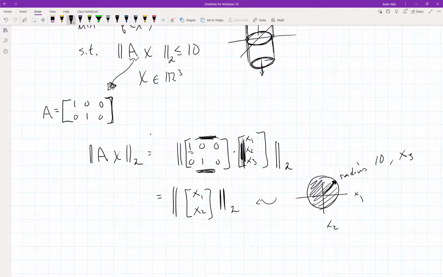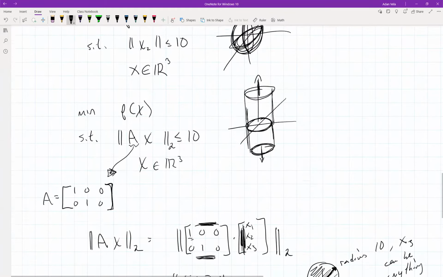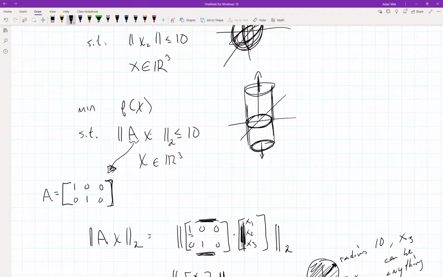But x3 can be anything. So this is the equivalent of having a constraint that is a cylinder. Okay, so that's kind of cool.